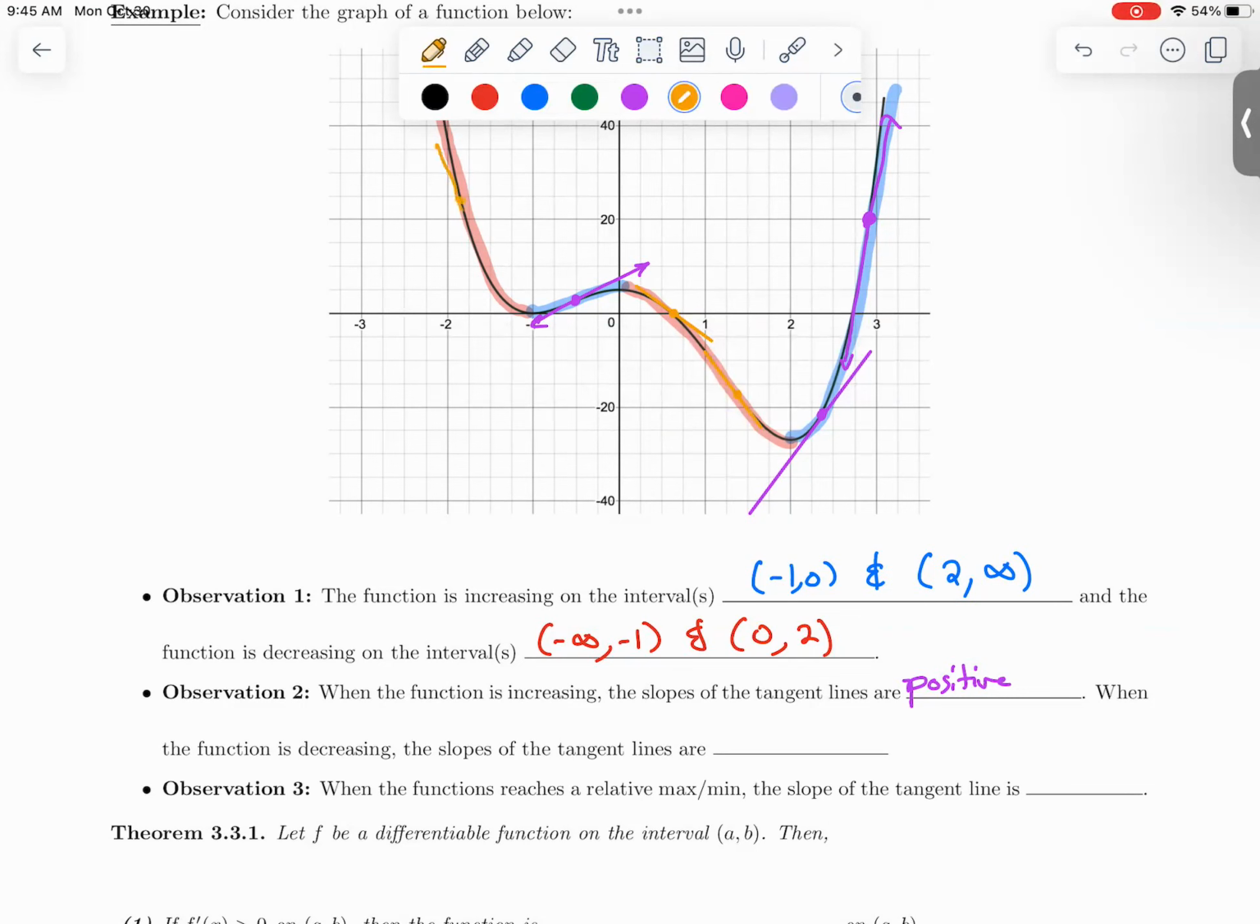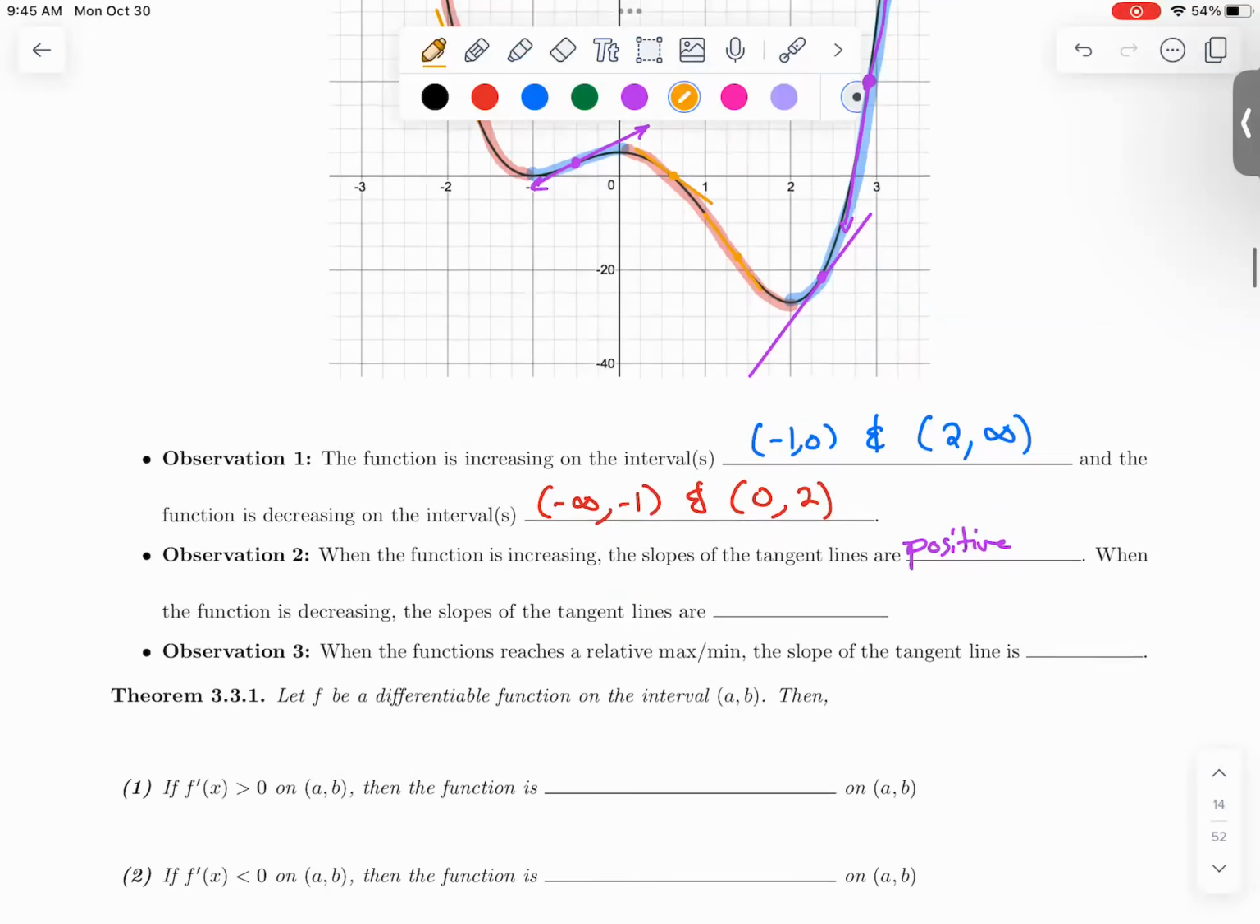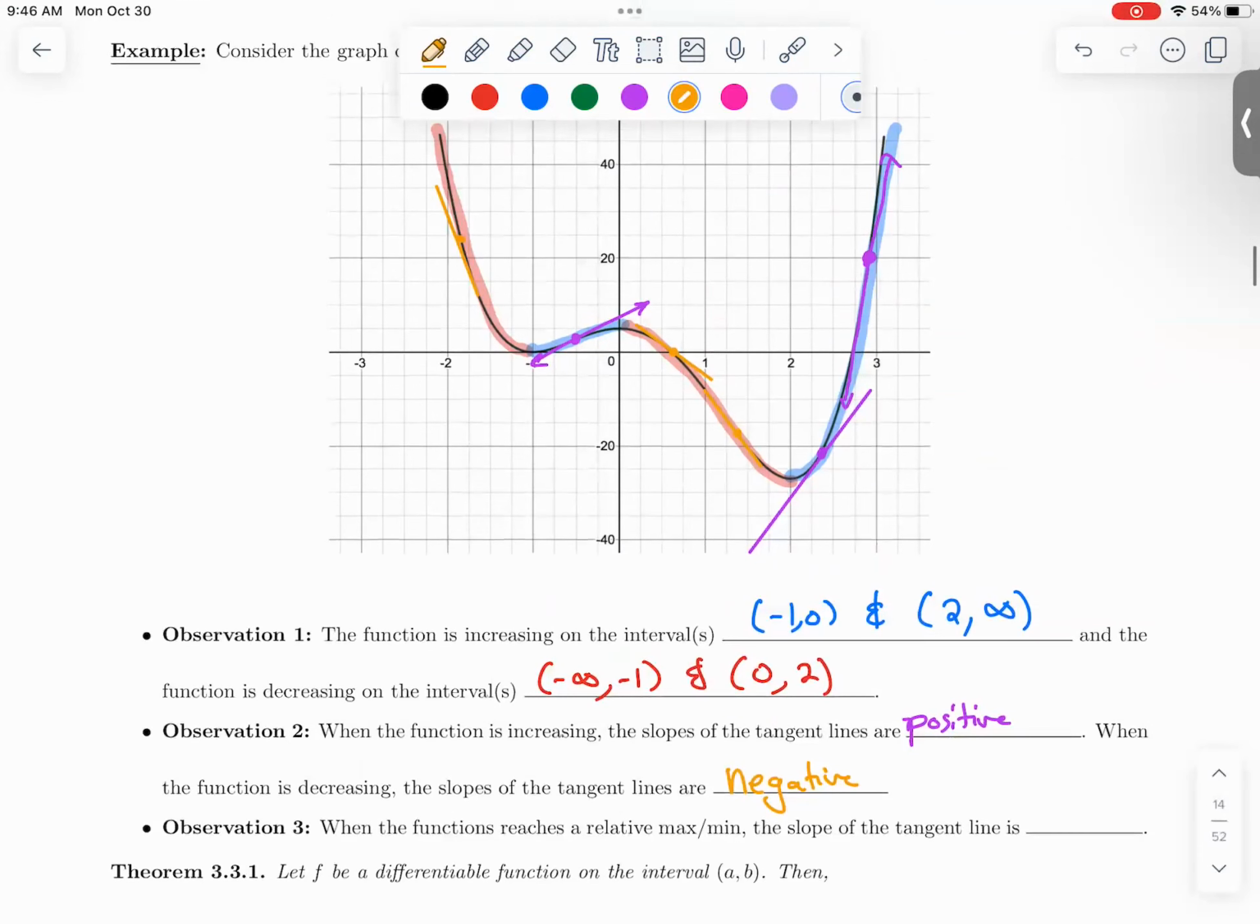Over here, I can draw a decreasing line no matter what. They're always negative sloped tangent lines. So it's negative. And then observation number 3 is that when you reach a relative max or a relative min, your tangent line has a slope of 0. That's a relative max. That's a relative min. That's a relative min. In all 3 situations, you have a horizontal tangent line, meaning that the slope of the tangent line is 0.